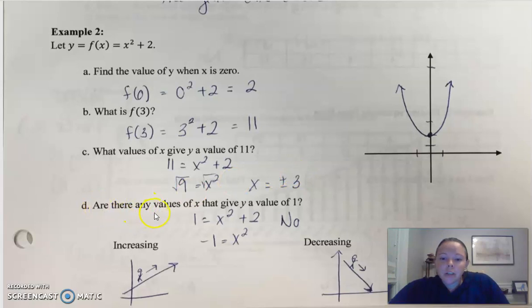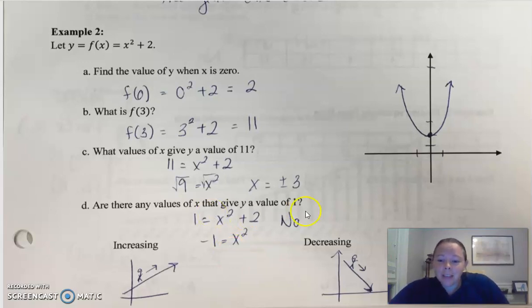And then lastly, are there any values of x that give y a value of 1? Well, visually, you can already see no. If I put a horizontal line at 1, it's never going to cross the curve. But algebraically, we can see that when you set it equal to 1, subtract over 2, you get -1 equals x squared. When you go to take the square root, you can't take the square root of a negative, and you'll be happy to know we do not do imaginary numbers in this course. So we just say no solution.